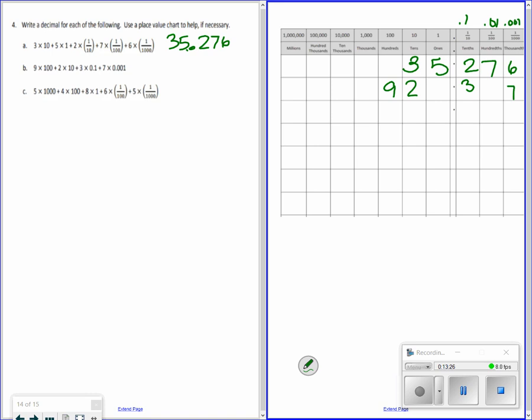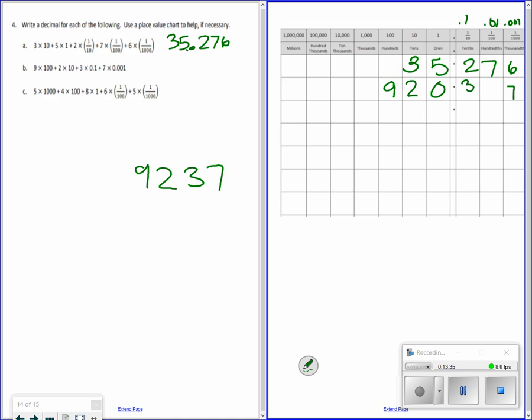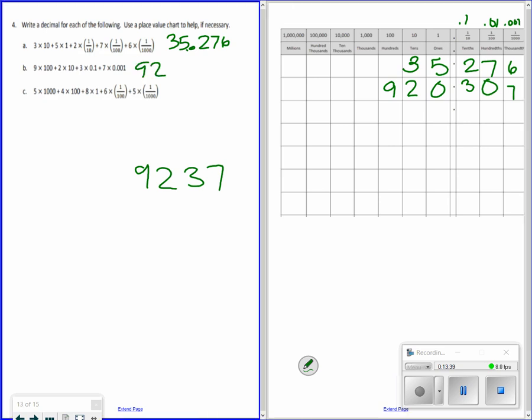So for B, you should not have 9, 2, 3, 7. Blank there, blank there. 920 and 307 thousandths. Because if you see, they did not do anything times a 1 in there. They left it off.